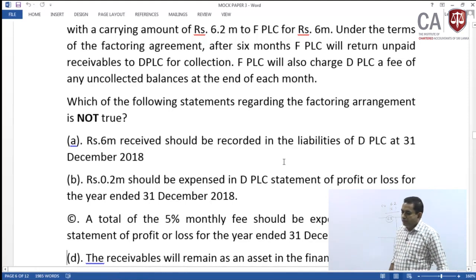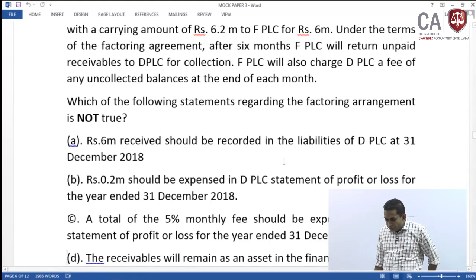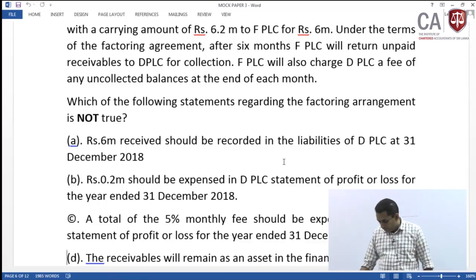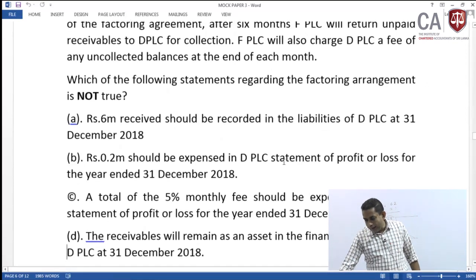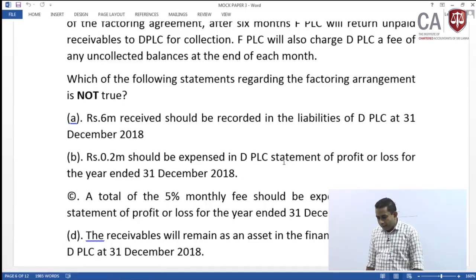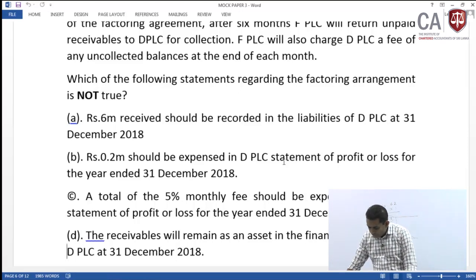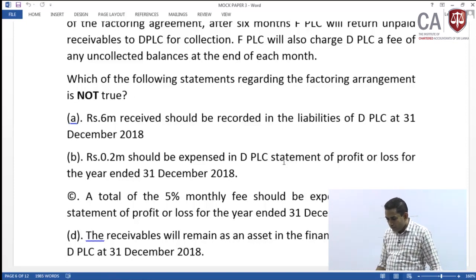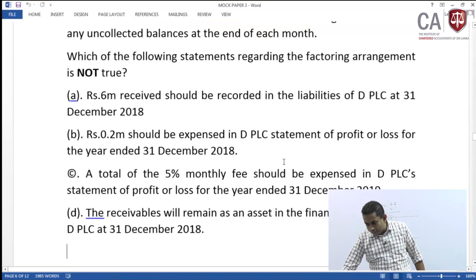A total of the 5% monthly fee should be expensed in DPLC statement of profit or loss for the year ended 31st December 19. And D, the receivables will remain as an asset in the balance sheet of DPLC as of 31st December 18.